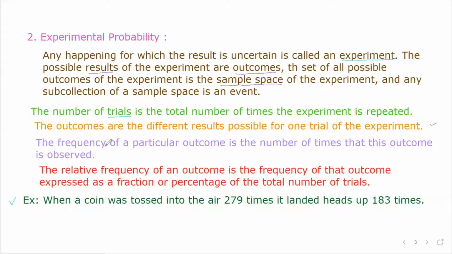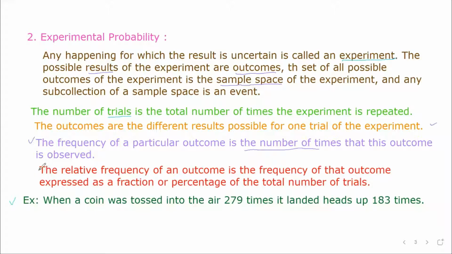Then the frequency, this one. The frequency of a particular outcome is the number of times that this outcome is observed. The frequency means how often. A particular outcome means each time you're going to have one particular outcome. So this is a number of times, correct? This is the one you're going to observe and take note of when you do the experiment.